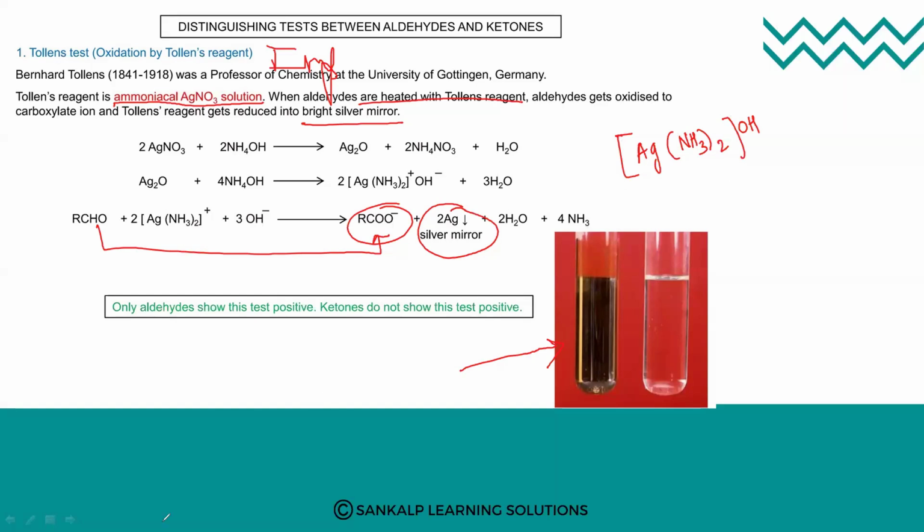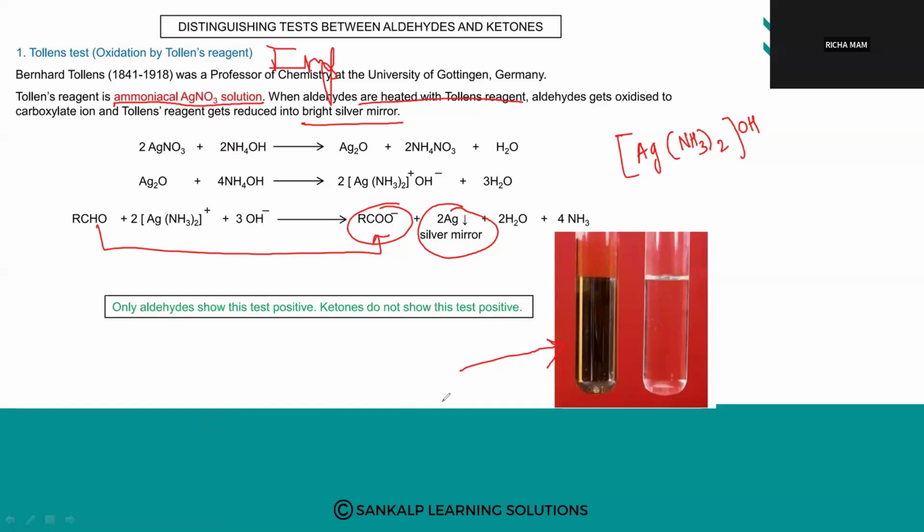Both types of aldehydes will give you this test. Both aliphatic as well as aromatic aldehydes will show the Tollens test. So the Tollens test is very important. Where is it used? It is used for testing the aldehydes. What is the observation? It gives you a silver mirror formation.